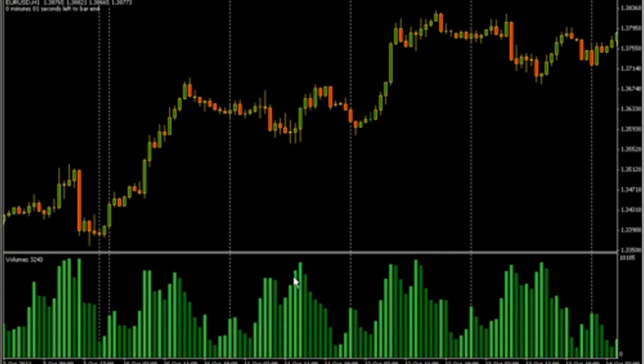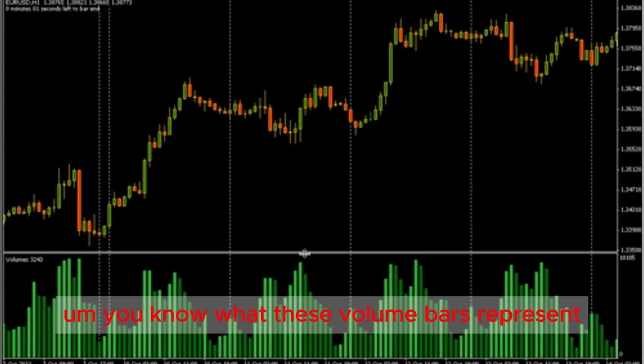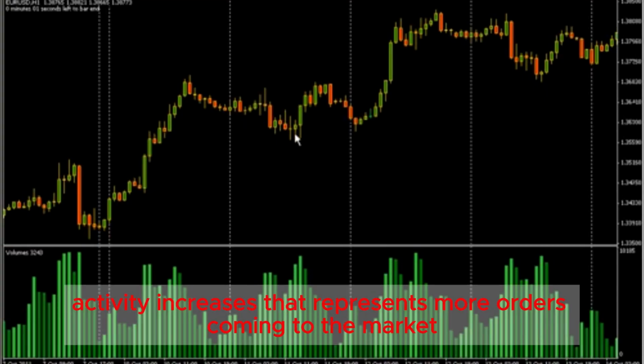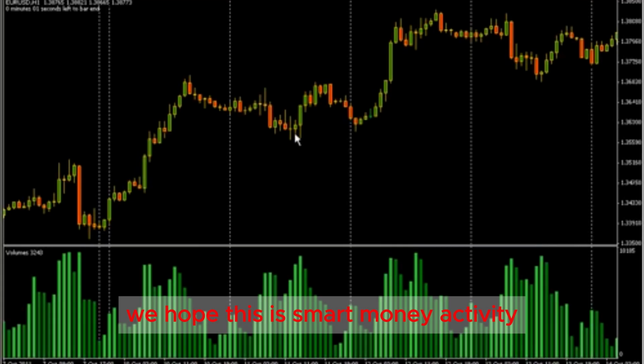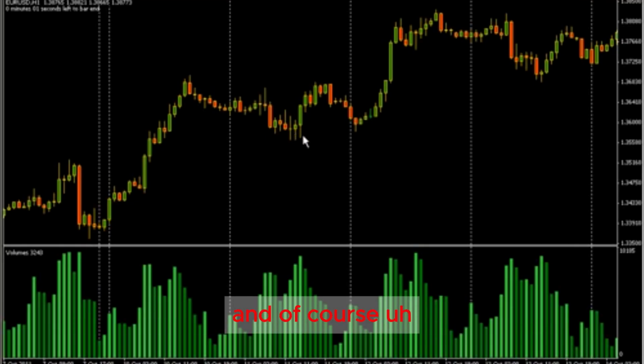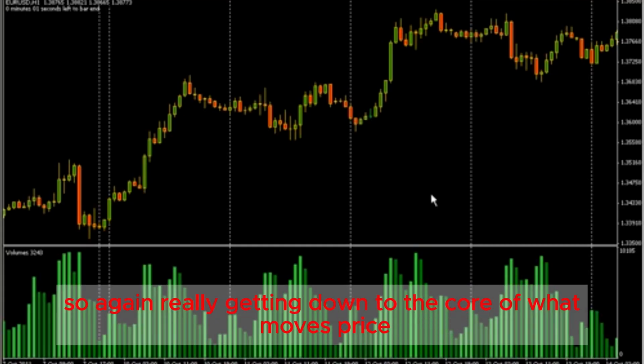So, that's basically what I wanted to cover in this first video. It's just what these volume bars represent. So as tick activity increases, that represents more orders coming into the market. And if there's that amount of orders in a concentrated amount of time, well, this is smart money activity, and knowing how they operate, the principles that they operate off of, which I'll get into more in the next videos, then we can see what they're doing, where they're positioning themselves, and what direction they expect price to go, building a cause for the move. And of course, we trade along with that, in anticipation of that move. So, again, really getting down to the core of what moves price.